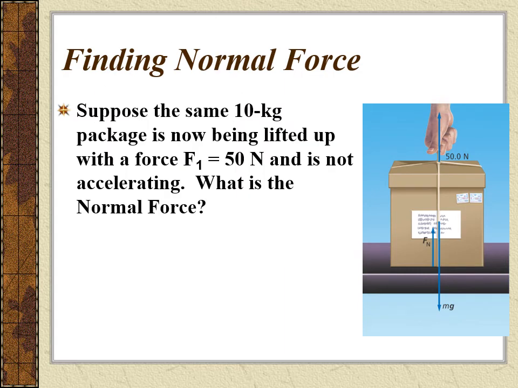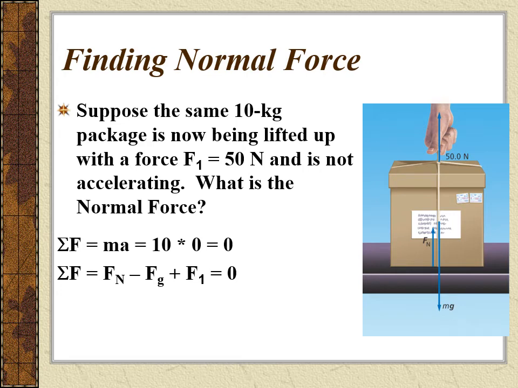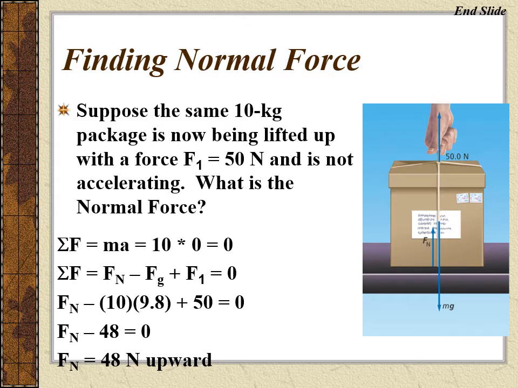In this example, now we're pulling upward with 50 newtons, so now the 50 newtons is going to be positive. Net force is still going to be equal to 0 because we're still not accelerating. The upward normal force minus the downward force of gravity plus this other force, force 1, that's upward as well, is equal to 0. Go ahead and plug in our numbers. 10 times 9.8 gives us 98, plus 50 upward. Now that gives us negative 48 newtons. We take that to the other side, it becomes positive 48 newtons.